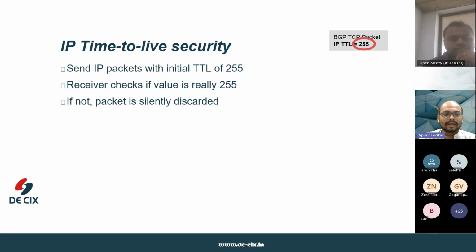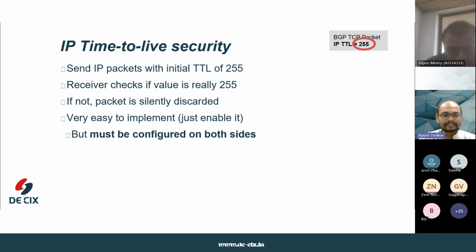So IP TTL security in BGP works by making BGP send packets with an initial TTL of 255, and the receiver then checks if the TTL is still 255 when it arrives. If it's not, then the packet is silently discarded. This method is very simple to set up. You just have to enable it while setting up with your peers, and there is no need for any complex password management like we have with MD5.